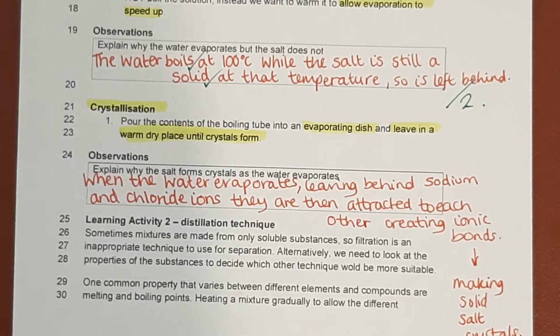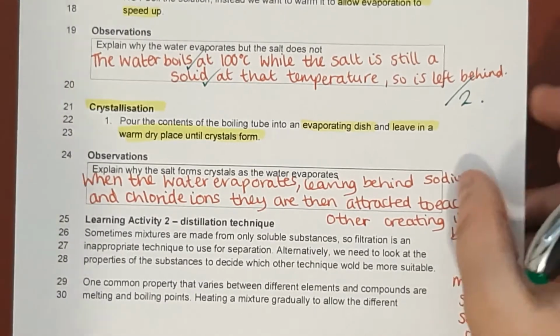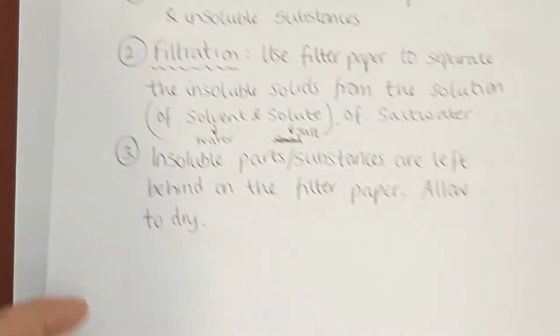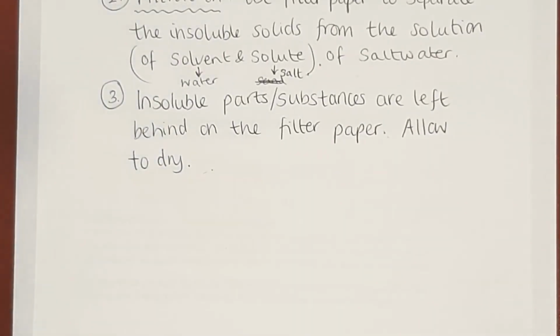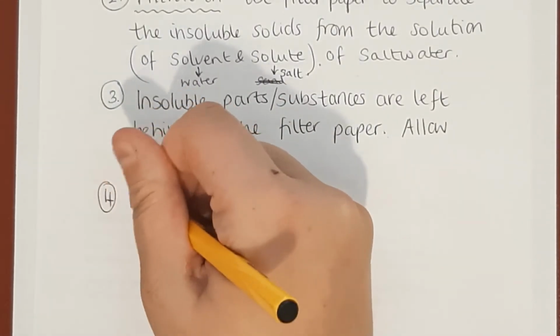There we go. Okay, so we're not going to mark this one because this one was very difficult. This is a do it together one. So we're going to add to our notes about evaporation and crystallization on the notes page. So part 4, evaporation.